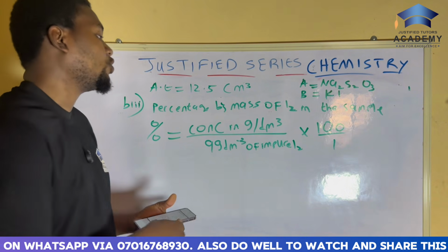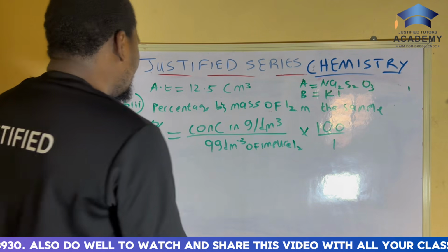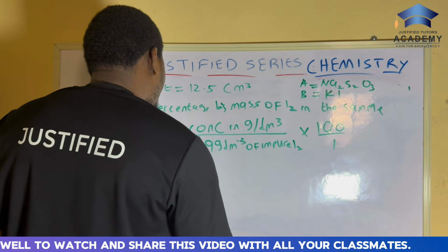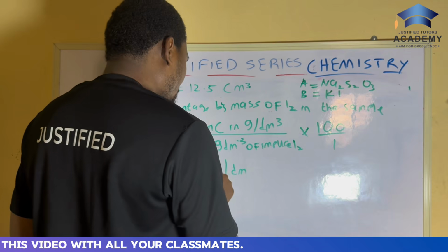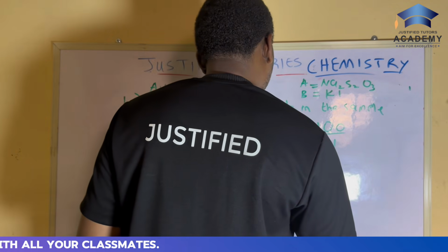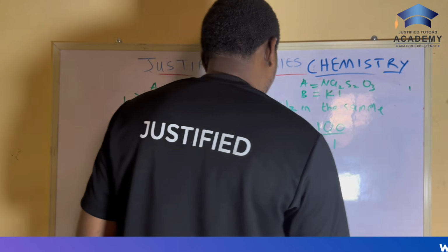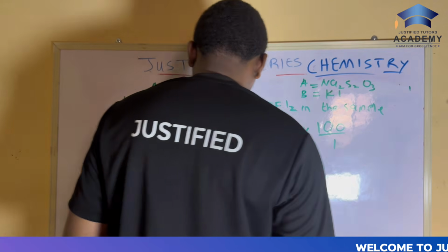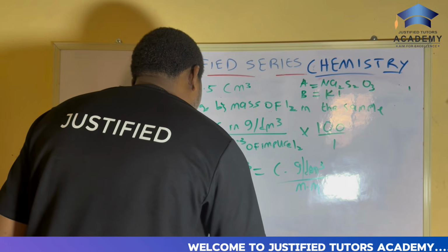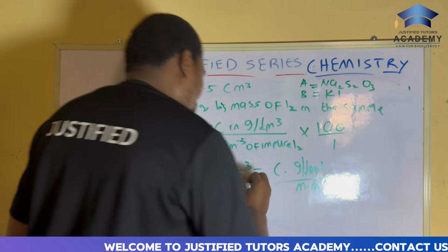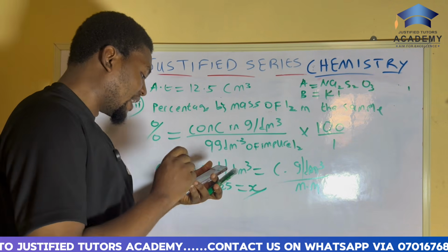You see it now? So once we can get our conc in gram per dm cube, then we can move on. So now, to get our conc in gram per dm cube, we know the formula. Conc in mole per dm cube equals conc in gram per dm cube over molar mass. So now we know the conc in mole per dm cube to be 0.025. 0.025 equals the conc in gram per dm cube, we call that x, over the molar mass of iodine.